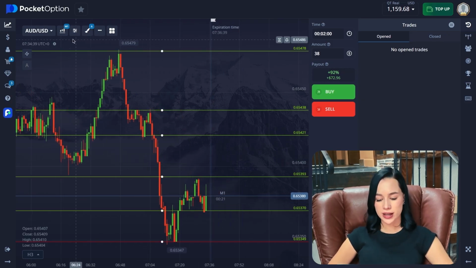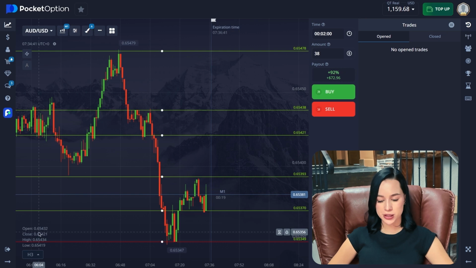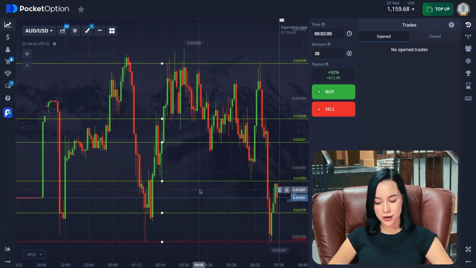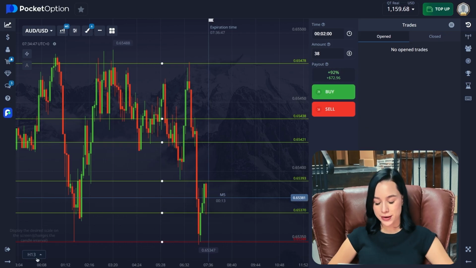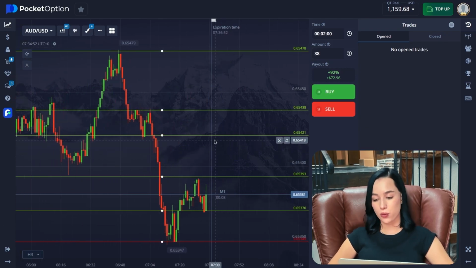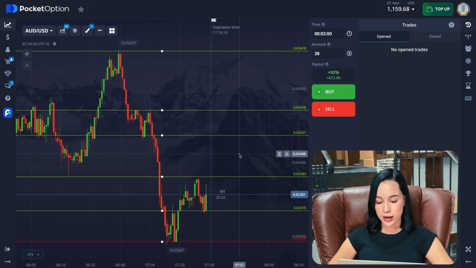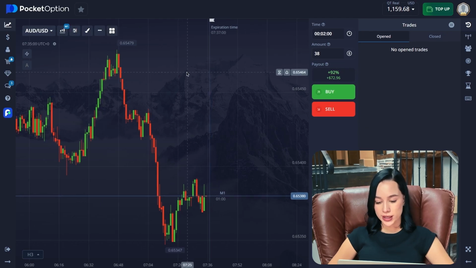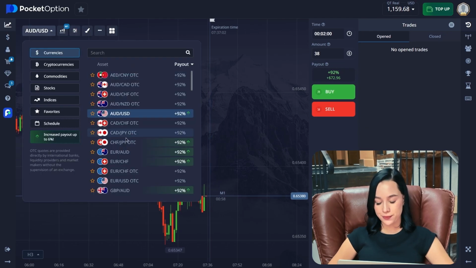But I don't actually like to trade on this type of chart because we can see it's sideways market movement right now. For example, on the M5 time frame, it looks a bit better, like a consistent upward trend, but we're not trading for 5 minutes of expiration, so we switch back to M1. Let's delete all of this, and we're gonna check out some other currency pair.